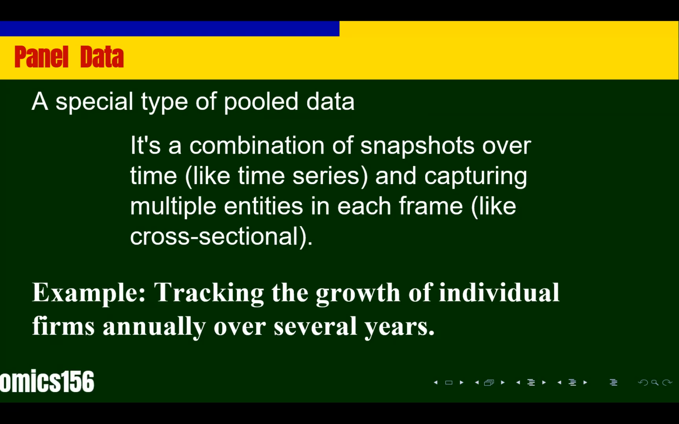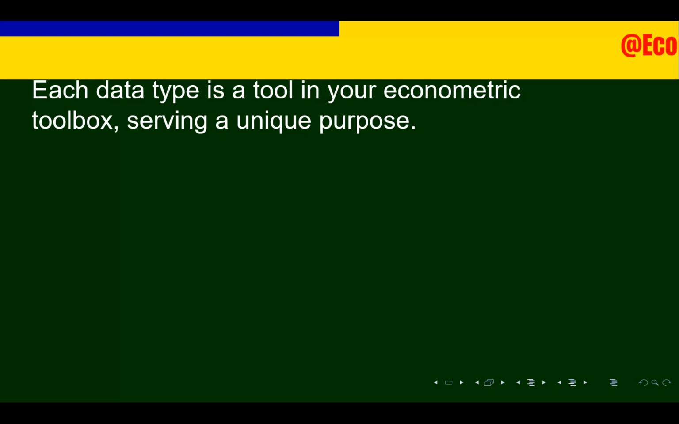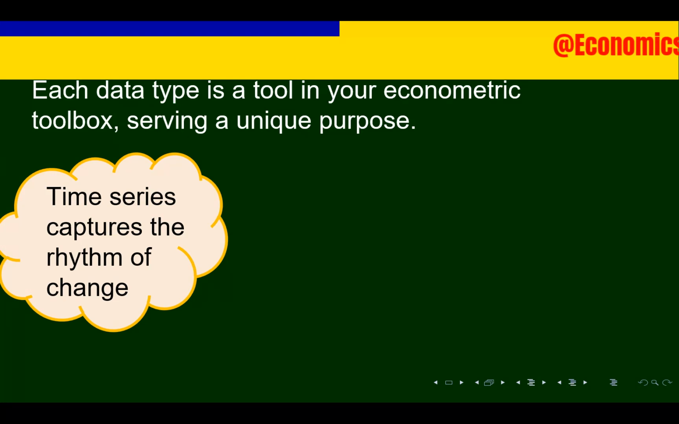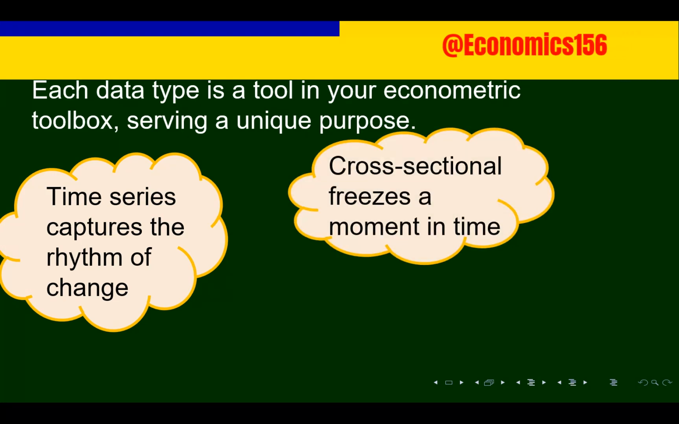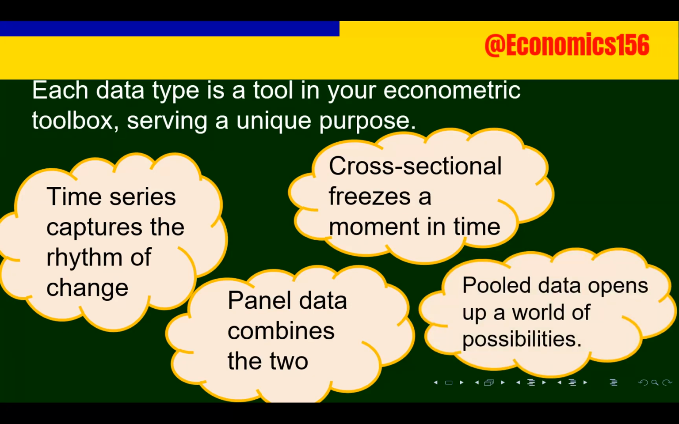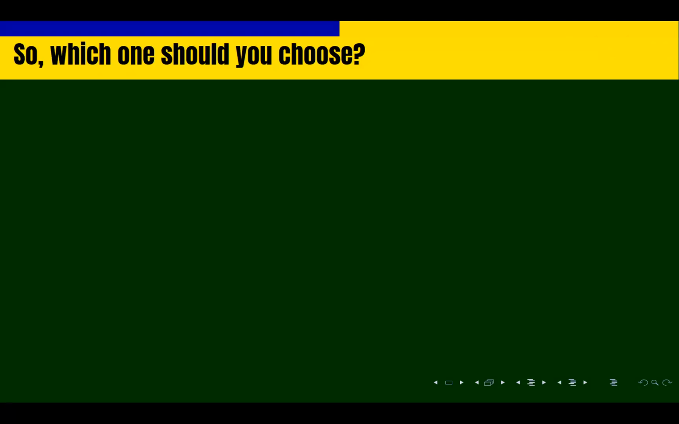In summary, each data type is a tool in your econometric toolbox, serving a unique purpose. Time series captures the rhythm of change, cross-sectional freezes a moment in time, panel data combines the two, and pooled data opens up a world of possibilities. So, which one should you choose? Well, that depends on the story you want to tell and the insights you're seeking.